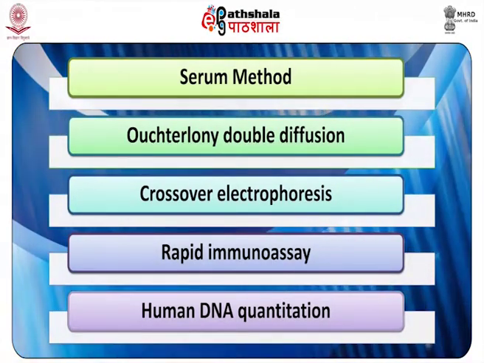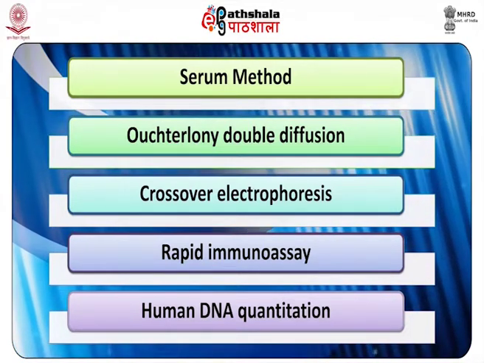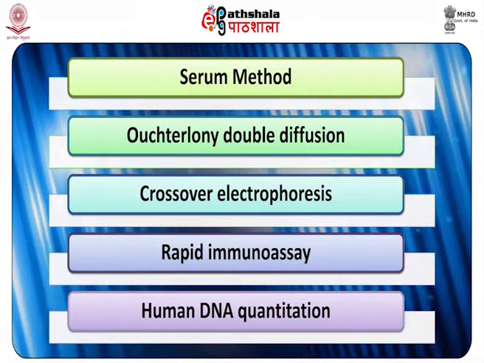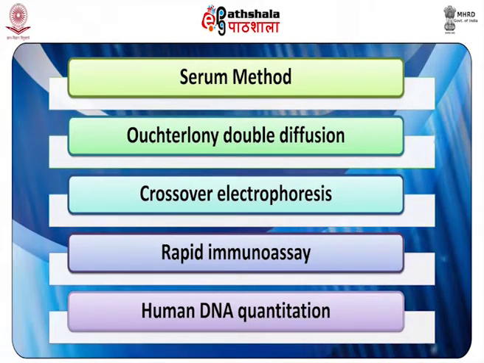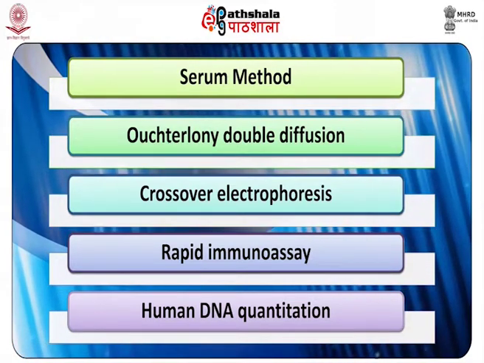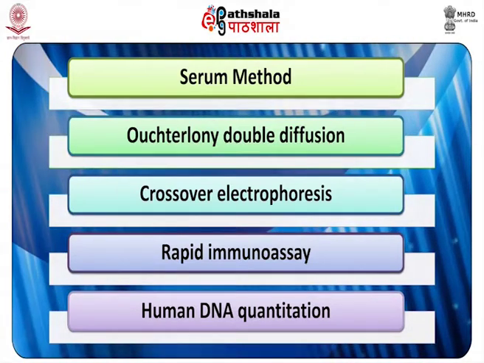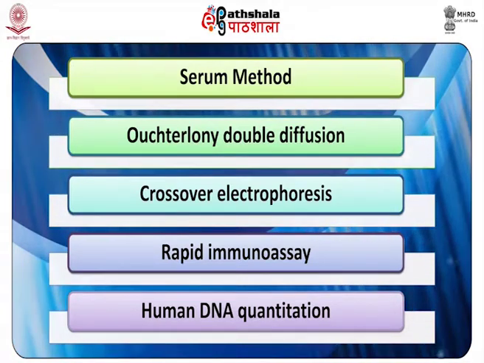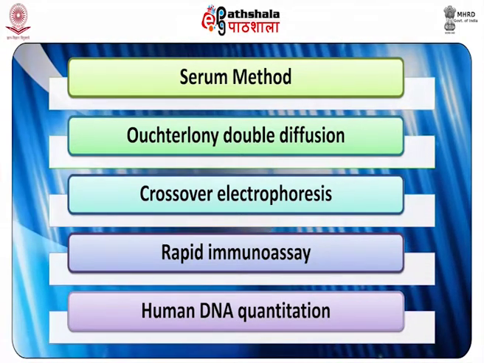Ouchterlony double diffusion method, crossover electrophoresis, and rapid immunoassay, that is, a test sample with a positive result, C, that is the positive control, human DNA quantitation, that is the slot blot showing various positive DNA quantitation or concentration standards, negative control, and positive test sample.